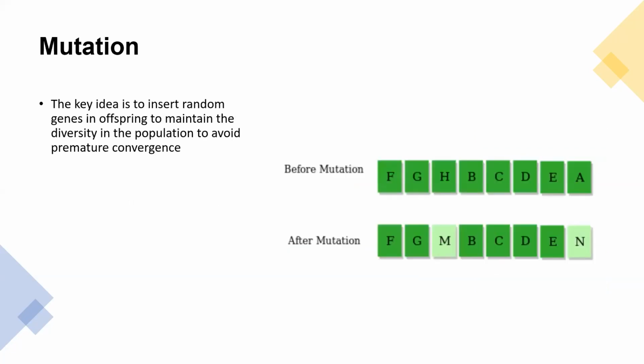Moving ahead, next, mutation. The key idea is to insert randomness in the gene. That is why we have mutations involved. So here, when you see it, a neat gene formed is added with two junk values.